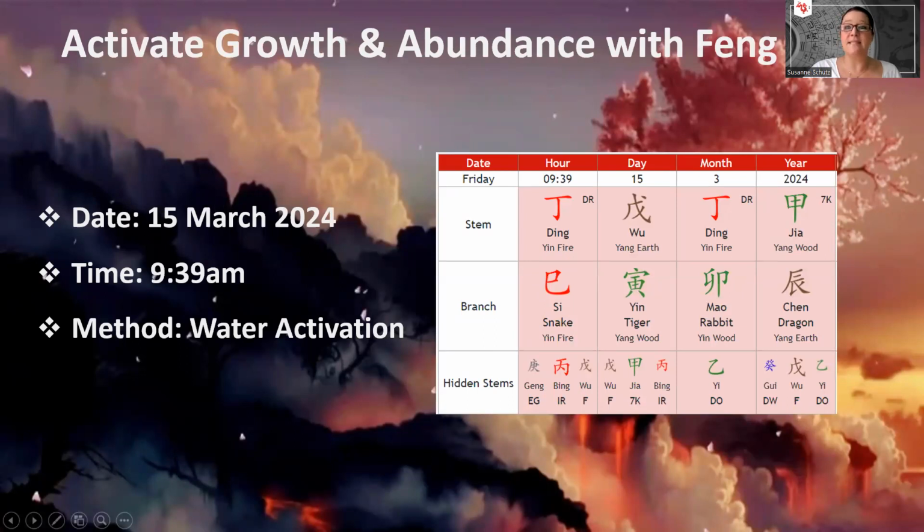So the date and the time you have to mark in your calendars is the 15th of March, and the time is 9:39 a.m. As always, there's no need to convert this into any other time zone. You just take your local time wherever you are, right? So the 15th of March at 9:39 a.m. And what we're going to do on this day is a water activation.